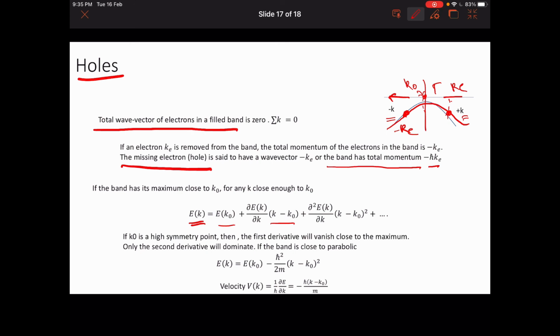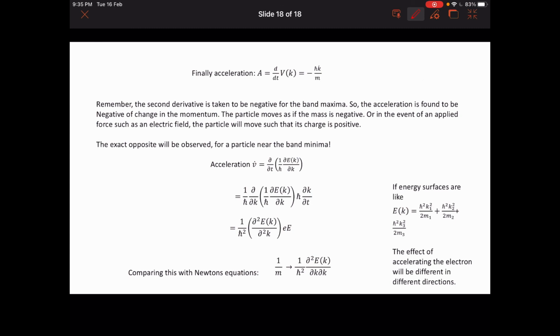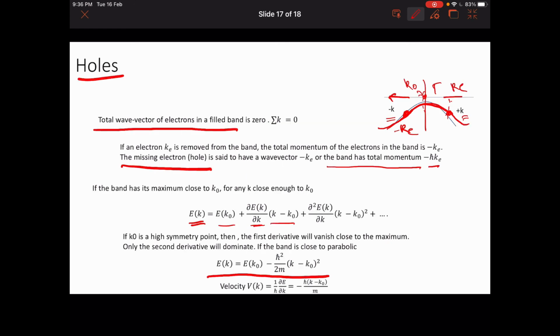This is a maxima, right? When we're talking about an electron close to a maxima, this value is going to be 0, and the second derivative of E is going to be a negative value, right? So E(k) is written like this. The velocity is 1 by h cross dE/dK, which will turn out to be minus h by m, (K minus K naught). Finally, the acceleration will turn out to be minus h cross k dot by m, right? This is k dot. Acceleration is d by dt. So if I differentiate it one more time, I get minus h cross k dot by m.